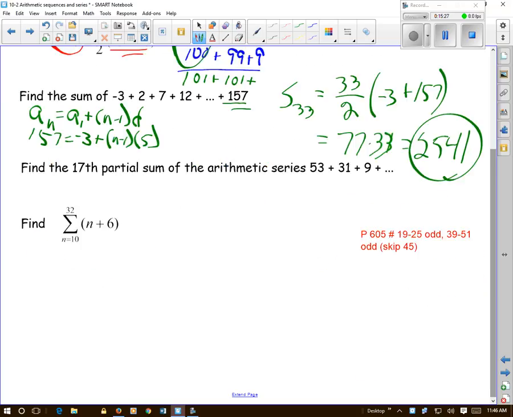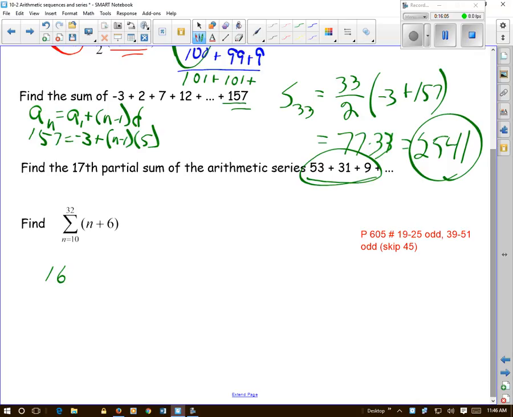Okay, so we can use that same idea to find the 17th partial sum of this series. Let's skip down to the last example real quick. Notice that this is equivalent to saying, what's our first term? The first term would be 16, because we're starting at n equals 10. How many terms are we going out then? We're going out from 10 to 32. So how many terms is that actually?